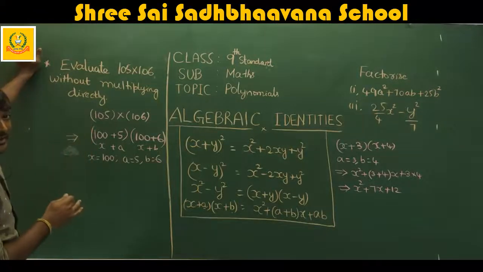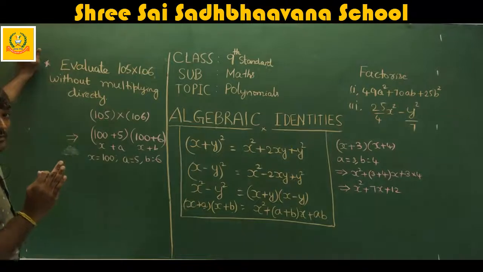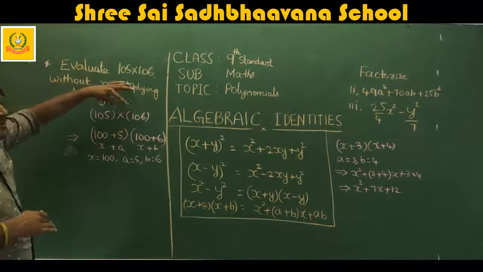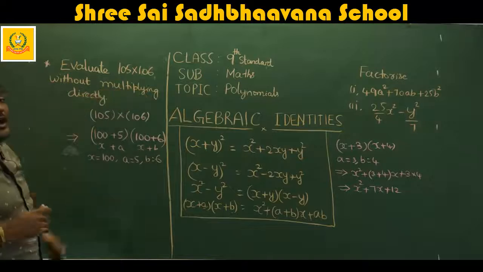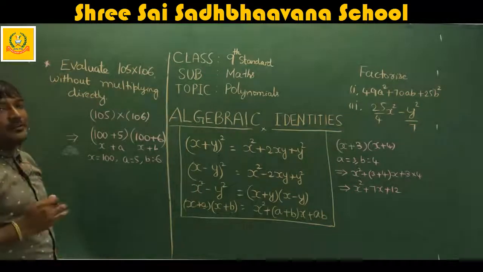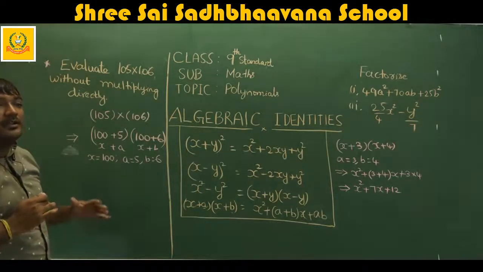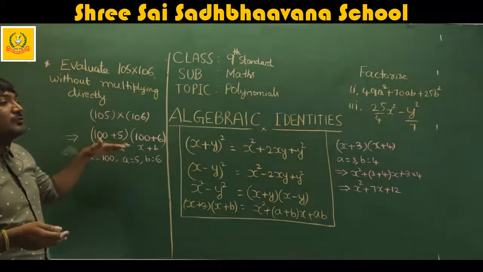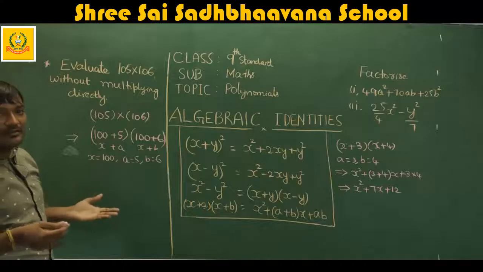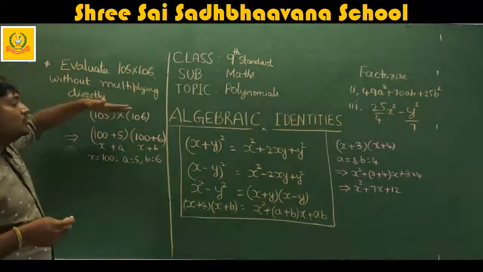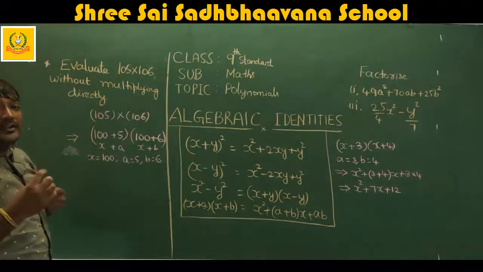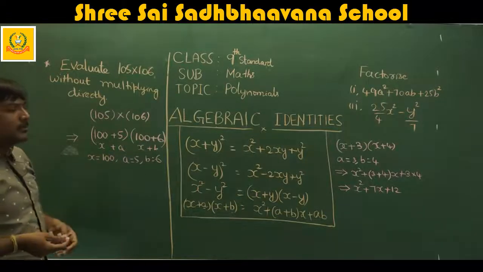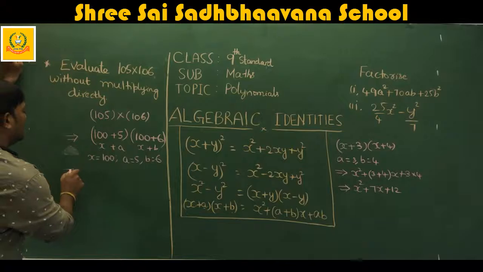Which identity can be used? Depending on that, you have to convert the given numbers. Remember, always choose an easier way, because your simplification work should be less. That is called smart work. So always go in a way where you can get the answer easily. Which identity is obviously suitable for that? Like that you have to go.